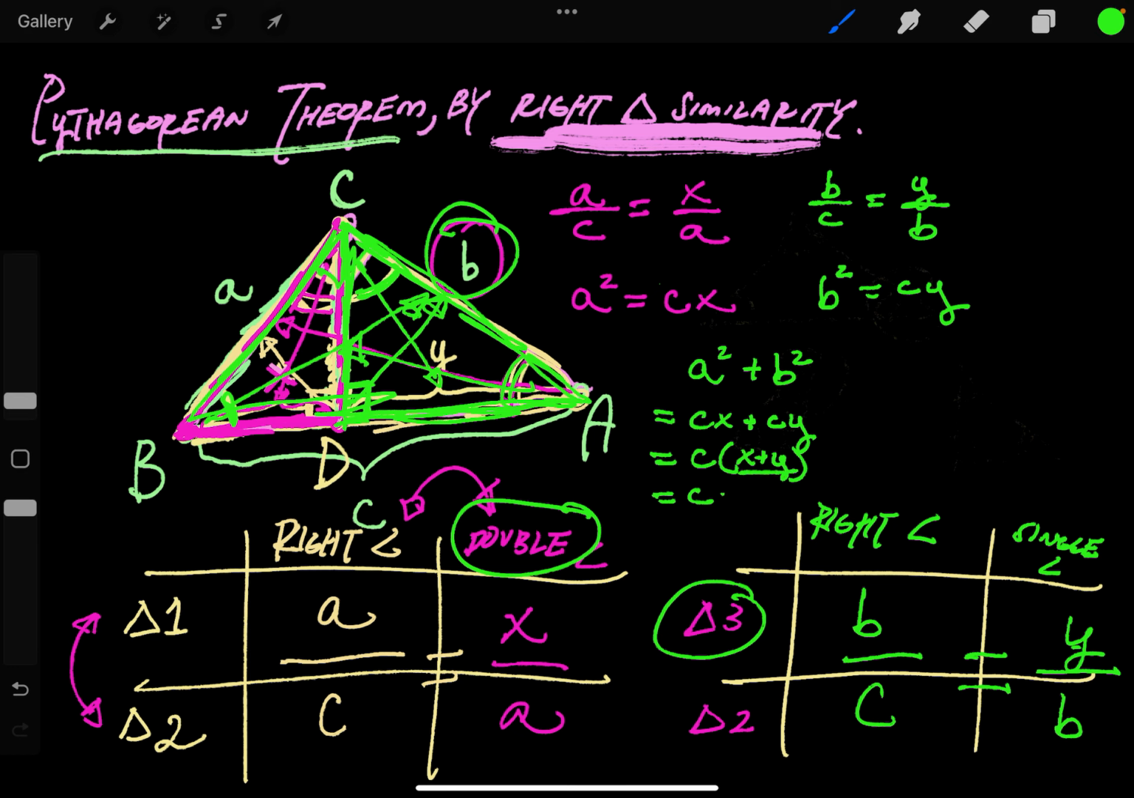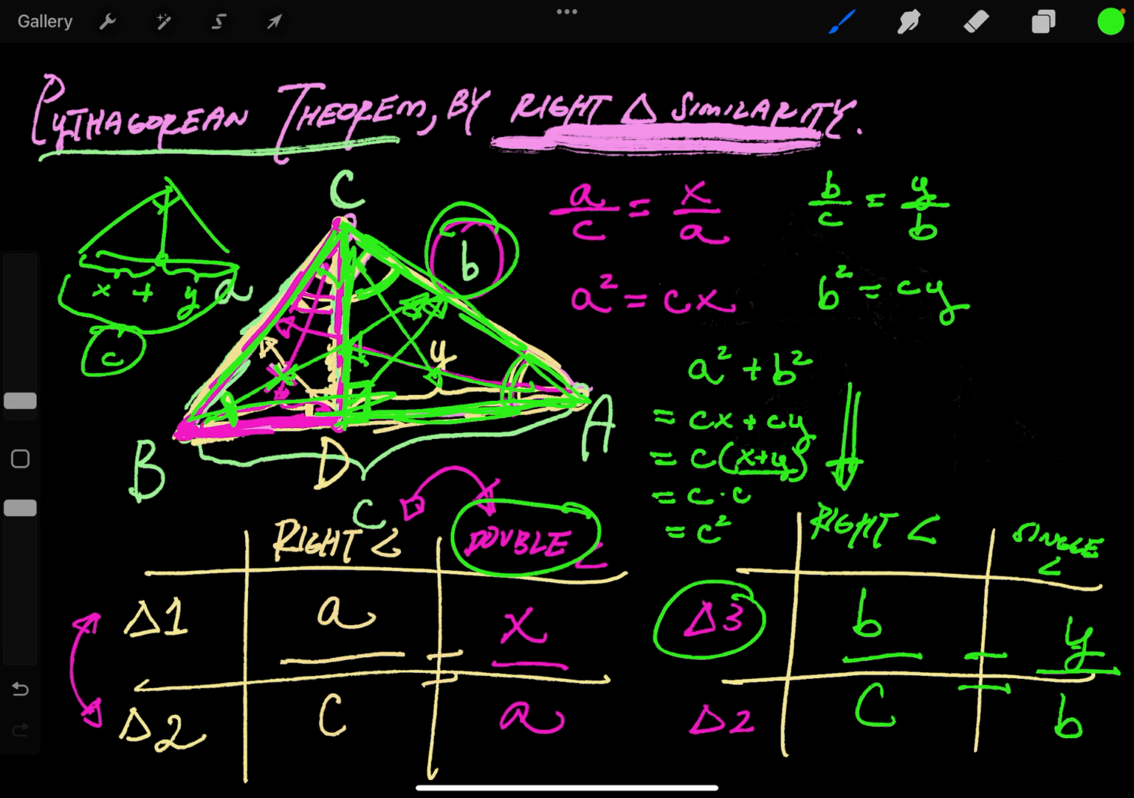If we look, this length was x. So if I draw the original triangle again, because now everything is all convoluted, this here is x, and this here was y, and the whole thing was c. So x plus y is just equal to c. So this is c times c, and I get c squared. And I've shown that a squared plus b squared equals c squared with this argument here. And I'm done.